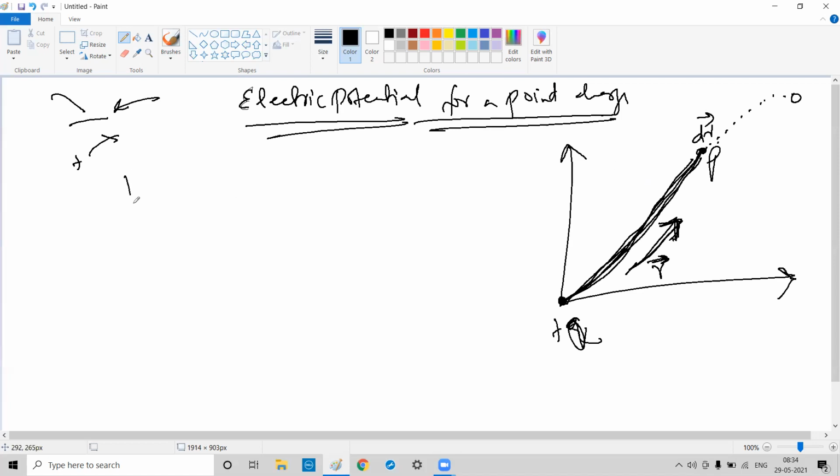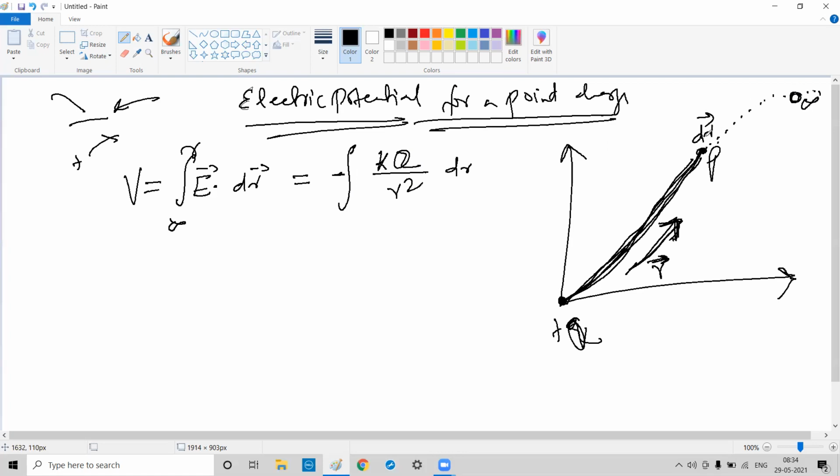So if I want to find out the potential, what is the definition? It is nothing but minus E dot dr, the potential from infinite to r. What you have to do is take a charge from infinite to this point. So what will be E? You know the electric field, it is kq by r square. So we substitute k into q by r square, and then this is dr. And why minus? Because from infinite it is zero, and when it comes it becomes minus.